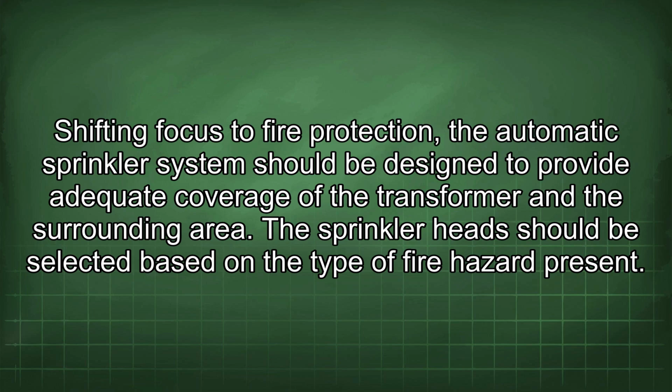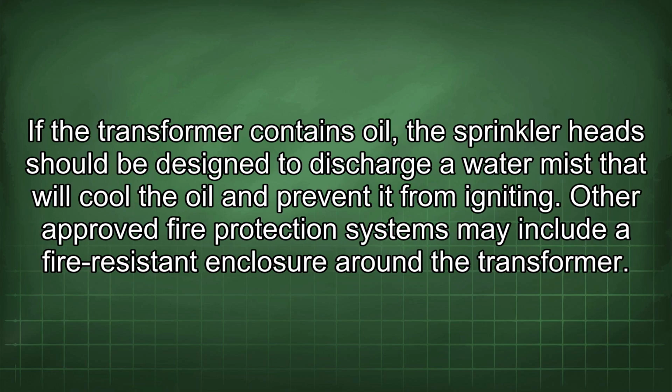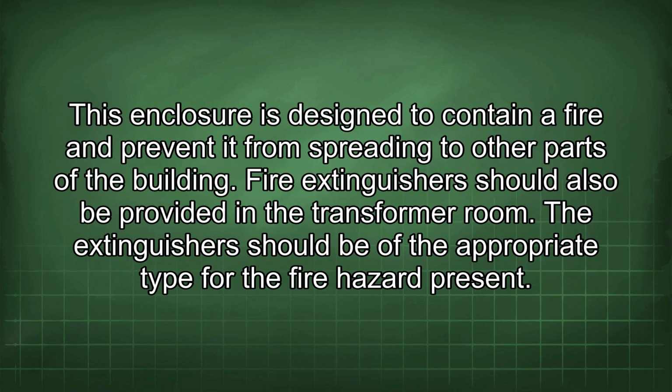Shifting focus to fire protection, the automatic sprinkler system should be designed to provide adequate coverage of the transformer and the surrounding area. The sprinkler head should be selected based on the type of fire hazard present. If the transformer contains oil, the sprinkler head should be designed to discharge a water mist that will cool the oil and prevent it from igniting. Other approved fire protection systems may include a fire-resistant enclosure around the transformer. This enclosure is designed to contain the fire and prevent it from spreading to other parts of the building.